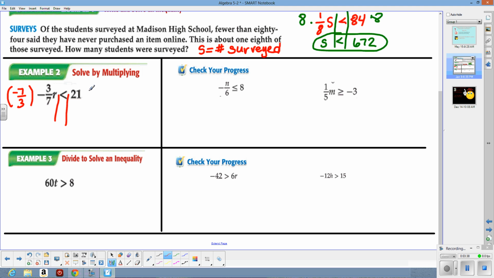So if I multiply the left by negative 7/3, I have to multiply the right by negative 7/3. Over on the left-hand side, these things will cancel and we'll be left with just r. On the other side, when I multiply a positive times a negative, it's going to be negative. And then 3 goes into 3 once, 3 goes into 21 7 times. 7 times 7 is 49.